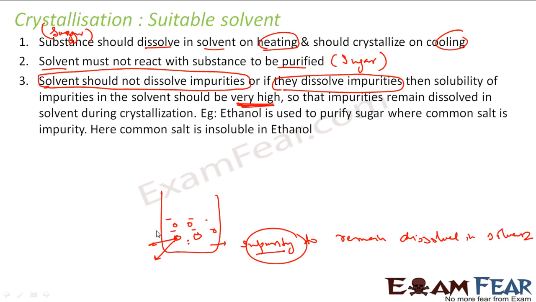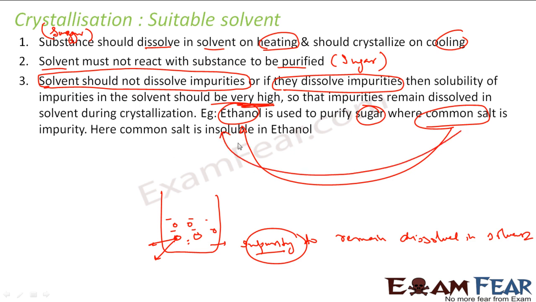Correct? So see, first is, if the solvent does not dissolve impurity, that is the best thing. But if that is not possible, in that case, you should find a solvent where the impurity is highly soluble, so that my crystals of organic compound come out, but the impurity is in the dissolved state. For example, to purify sugar, ethanol is used, and in sugar we have common salt as impurity, right? Common salt is not soluble in ethanol itself, so it is not soluble.